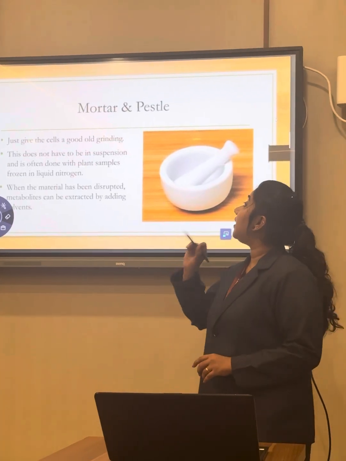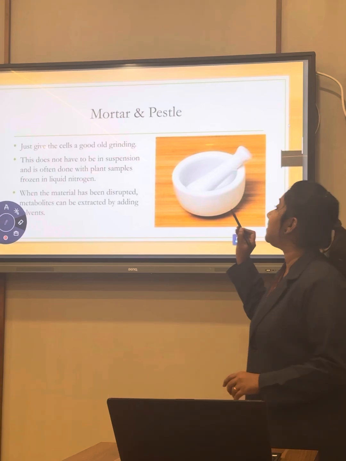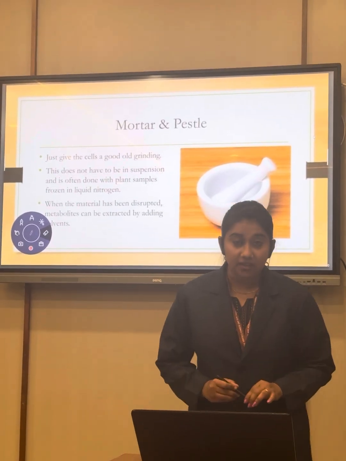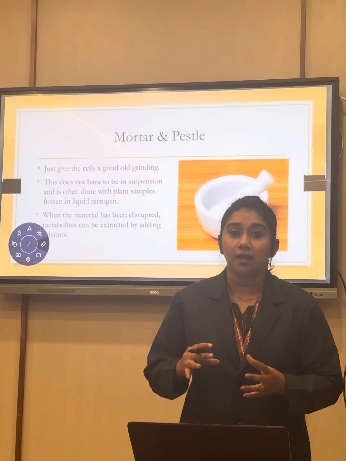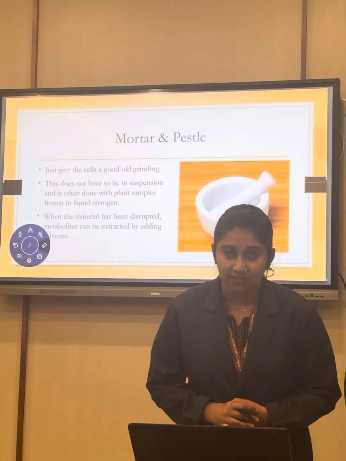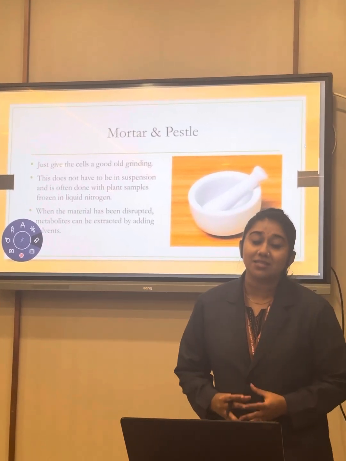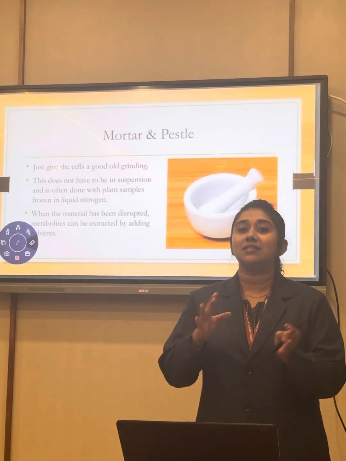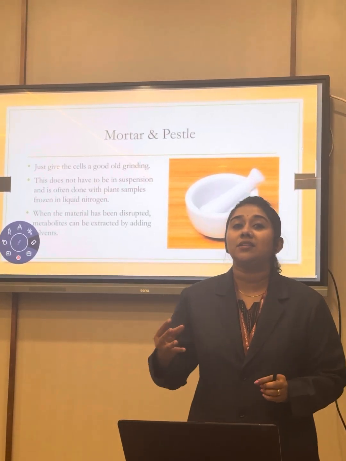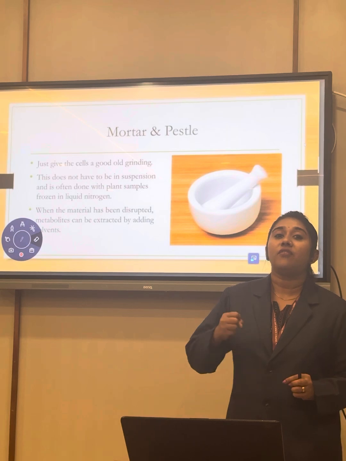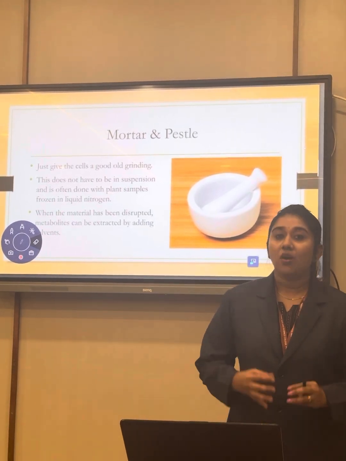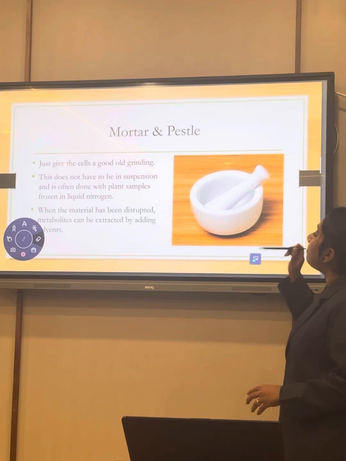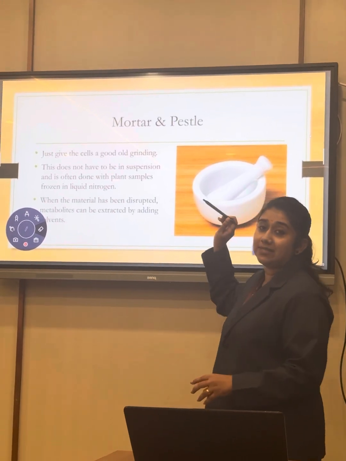Next we are discussing the mortar and pestle. It is an old grinding method. We use plant samples for the cell disruption. The plant samples are frozen in liquid nitrogen. After the cells are disrupted, the metabolites are extracted and finally dissolved in organic solvents. That is the main procedure in the mortar and pestle.